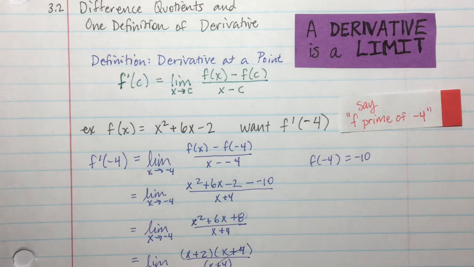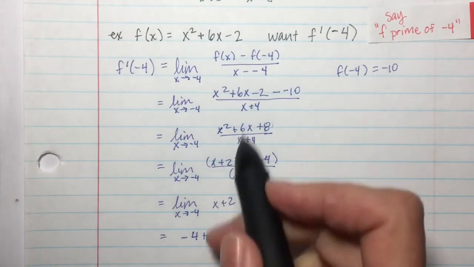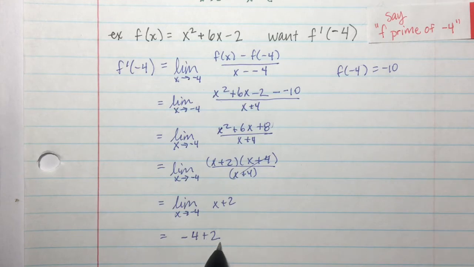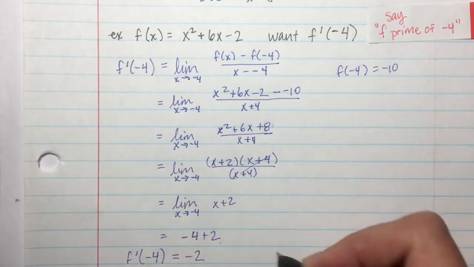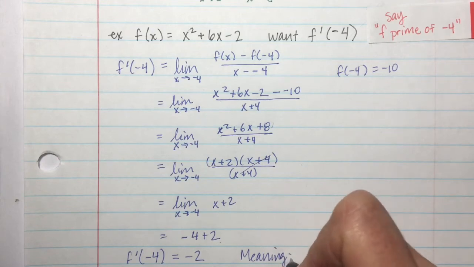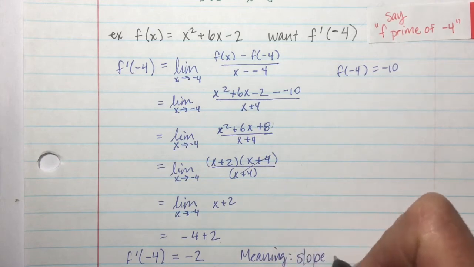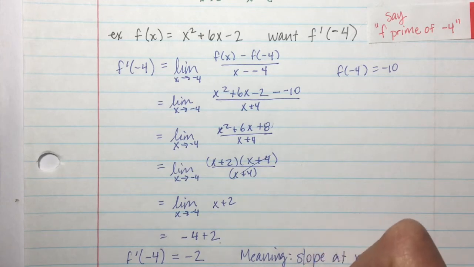So we get negative 4 plus 2 when we plug in that negative 4. Notice I dropped my limit notation because I took the limit. So f prime of negative 4 is negative 2. And the meaning of this is that the slope at x equals negative 4 is negative 2.